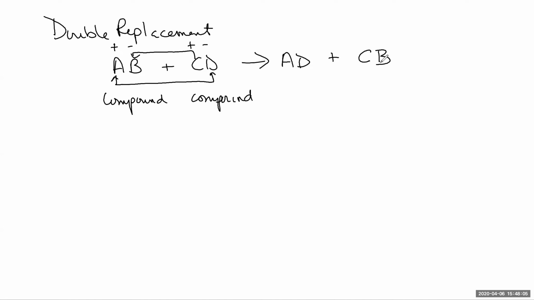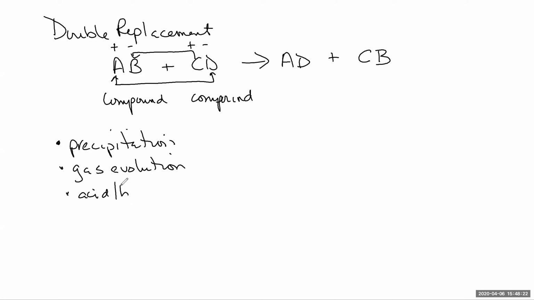Double replacement reactions can actually be a little bit more confusing in that there are actually three different categories of them. You can have precipitation reactions, you can have gas evolution reactions, and you can have acid-base neutralization reactions. We're going to go into each one of the three of those and how you predict products in a separate video. That way it's not overwhelming and you can concentrate on just one type.